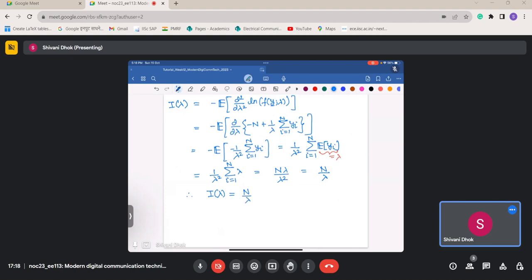Therefore your I of lambda, that is your Fisher information, comes out to be n by lambda, which means that your CRLB is equal to lambda by n. And what do we mean by that? That is, your mean square estimation error will always be greater than or equal to, what did I write here? Sorry, not n by lambda, it will be lambda by n, which is simply the inverse of I of lambda. Okay. Any questions?